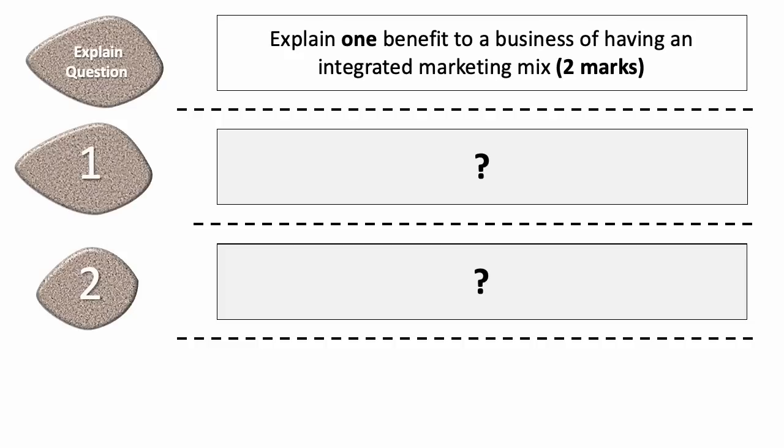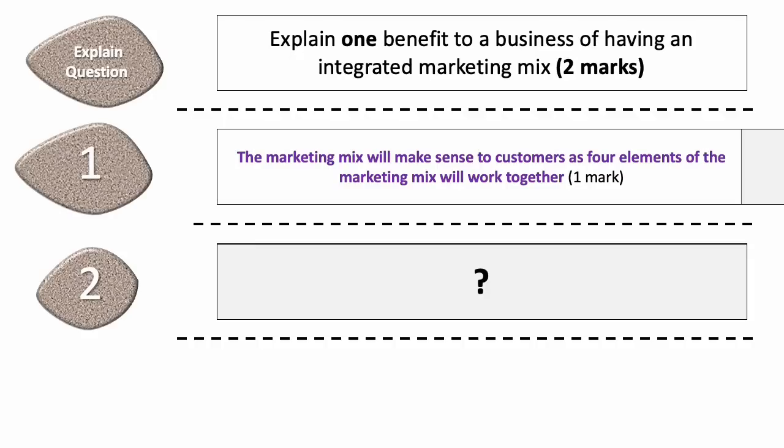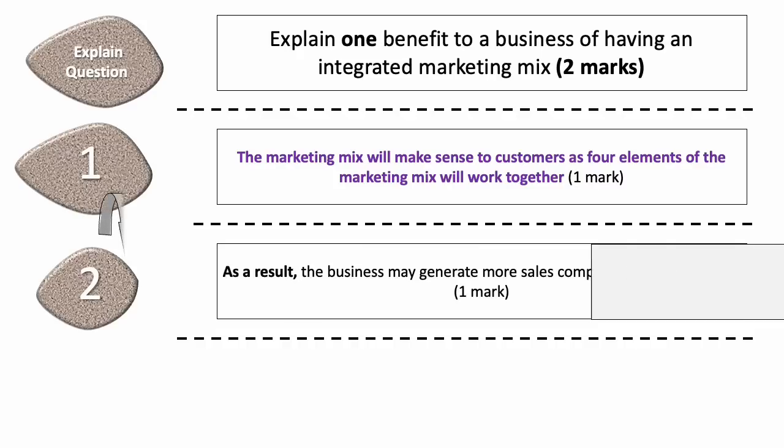So let's take a look at a suggested response, and you can compare it with your own ideas if you've written down any at home or you've managed to have a think about this question. So we have: the marketing mix will make sense to customers as all 4 elements of the marketing mix will work together. It's logical. Therefore, you haven't got a luxury branded designer product that is priced at a very low price, because that wouldn't make sense. It will make sense to customers if the marketing mix is integrated. As a result, and you've got a connective here, the business may generate more sales compared to rival products.